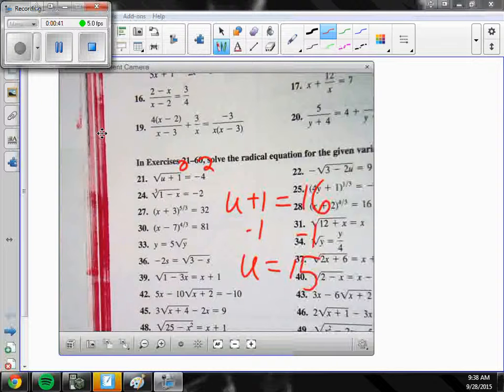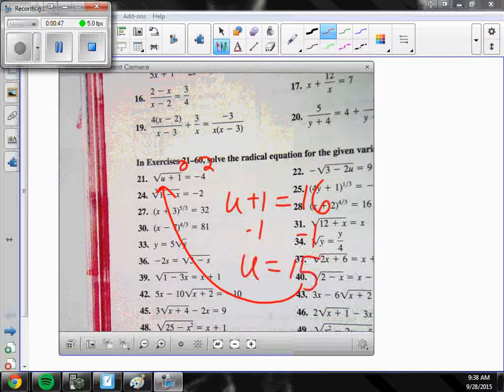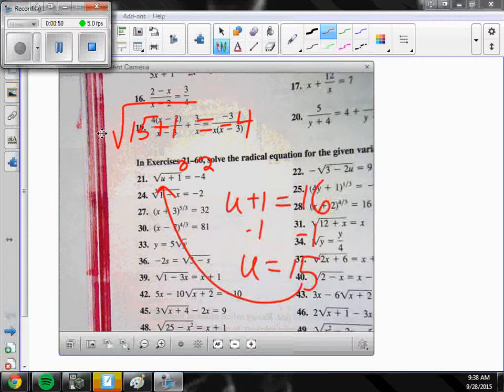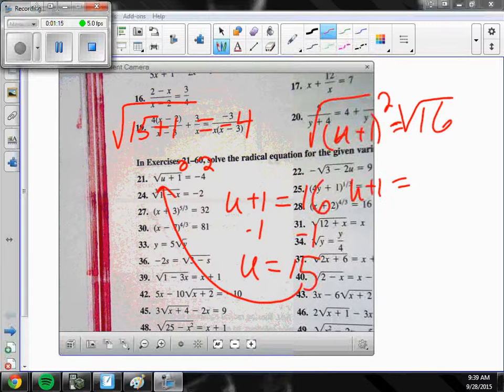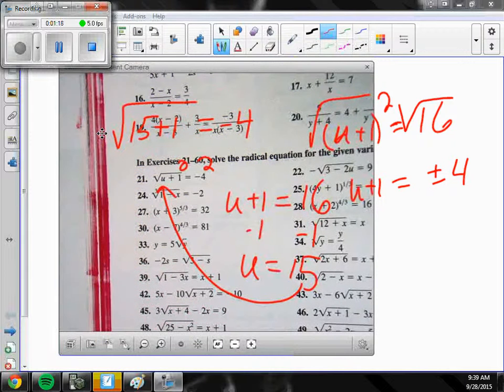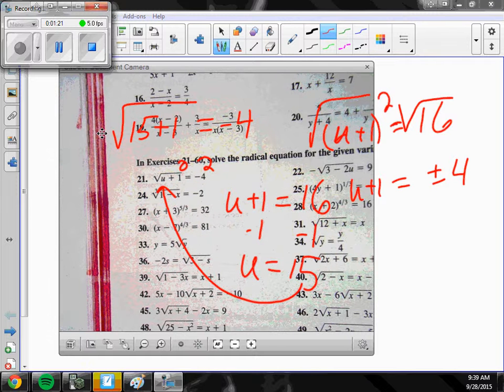You're so close. Let's plug this in. Let's plug 15 in there. Is the square root of 15 plus 1 equal to negative 4? No, it doesn't work. So if I were to set this up differently, and I were to say something like u plus 1 squared equals 16, how would I solve that? Square root both sides, and I get u plus 1 equals plus or minus 4. Right? So, I actually set this up wrong.